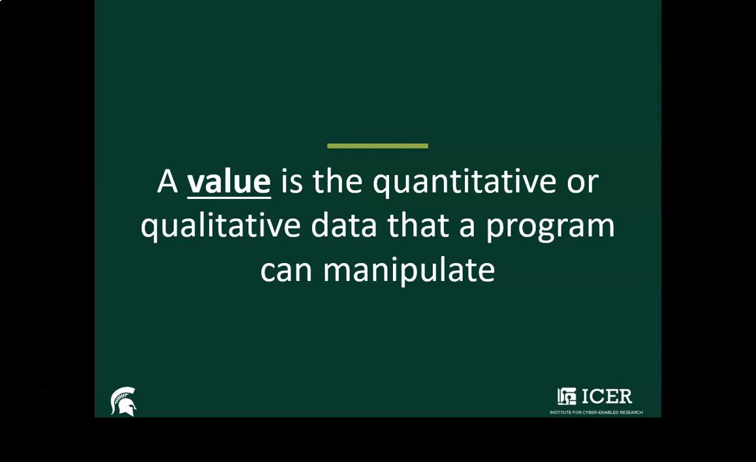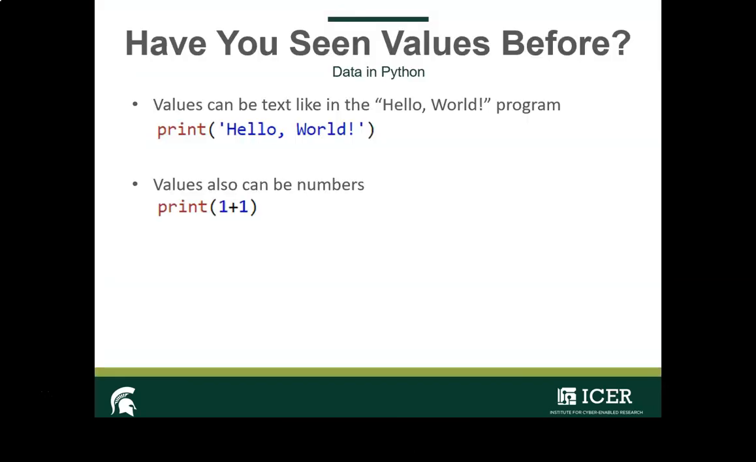A value is the quantitative or qualitative data that a program can manipulate. Have you seen values already before in this Python class? Earlier, you created a Hello World program. It took a print statement and fed it an object, and then returned that object to the screen. In this case, the object was a sentence, or we'll call it a string later on, that says hello world.